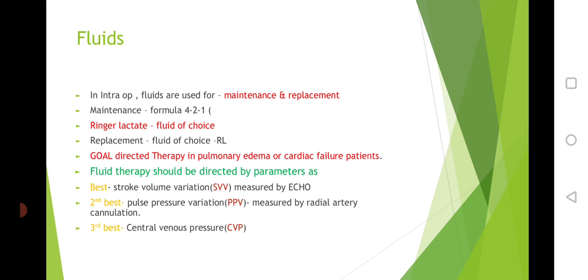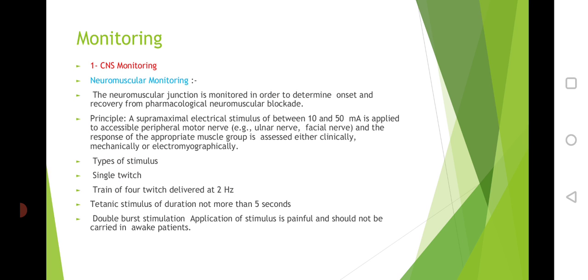Goal directed therapy in pulmonary edema and cardiac failure patients. Fluid therapy should be directed by parameters: best is stroke volume variation measured by echo, second best is pulse pressure variation measured by radial artery cannulation, third is central venous pressure.